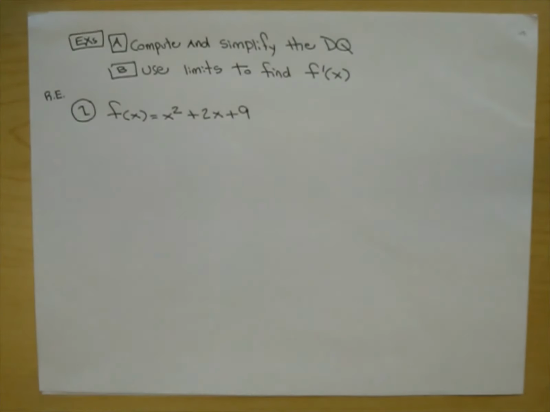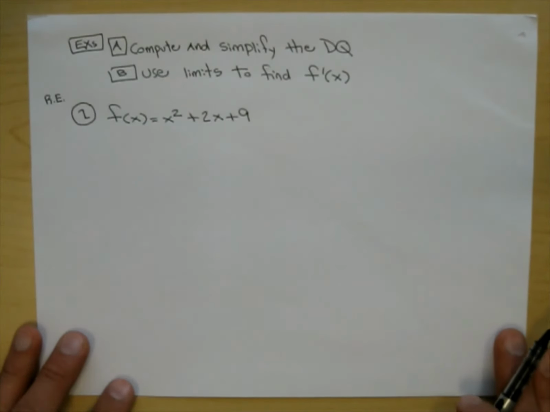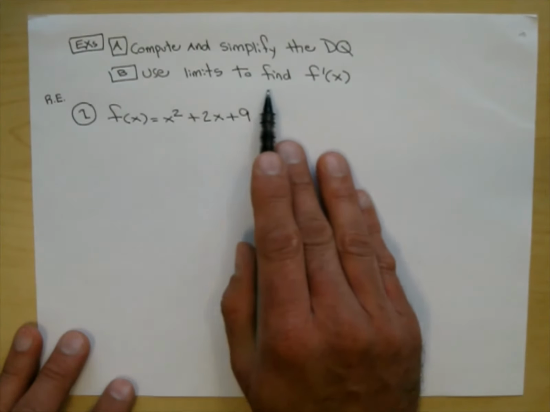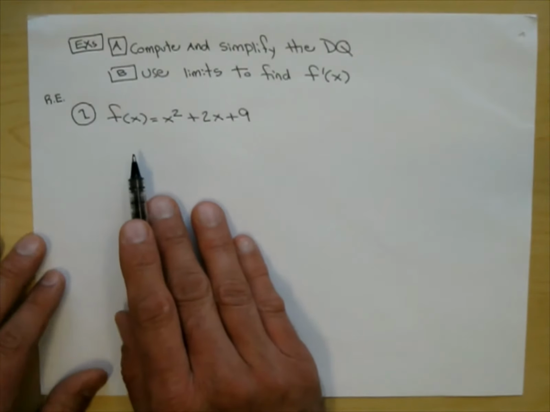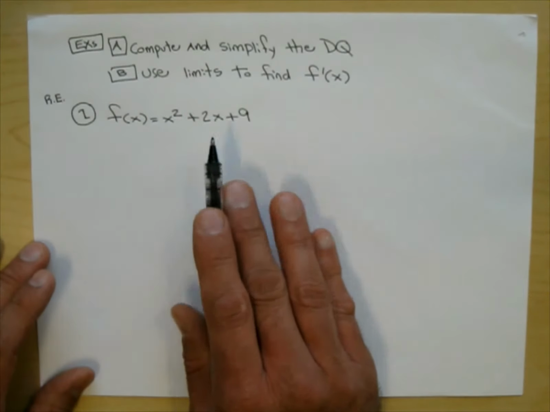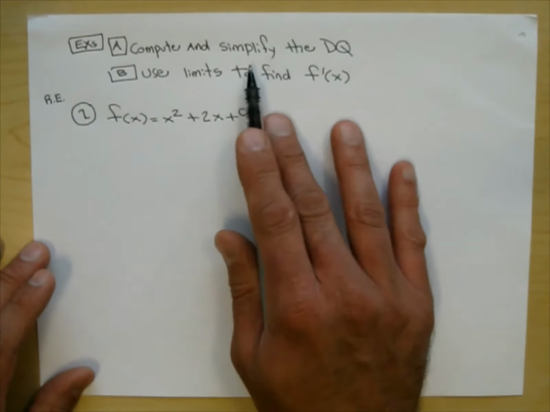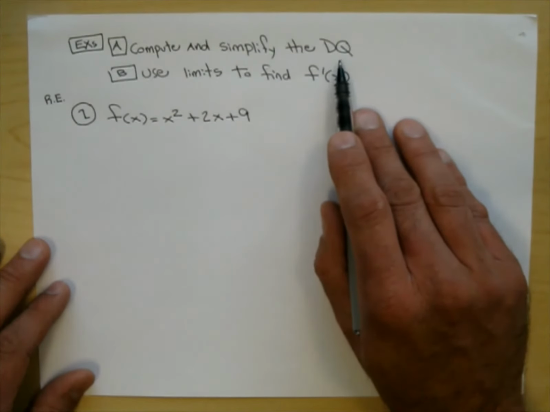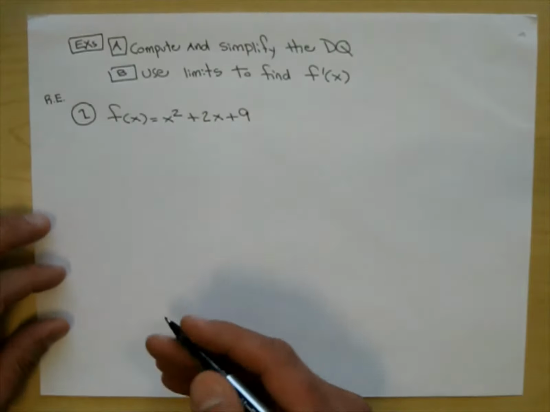So for a few of the problems, maybe the first 3 problems, we are going to compute the derivative f prime using the definition. Your book says use limits to find, so I'm going to break the exam problem into 2 parts. We want to know how to find or compute the DQ, but also simplify it as well. Simplifying the DQ is the process of canceling that h on the bottom of the DQ, and well, let's just jump into it.